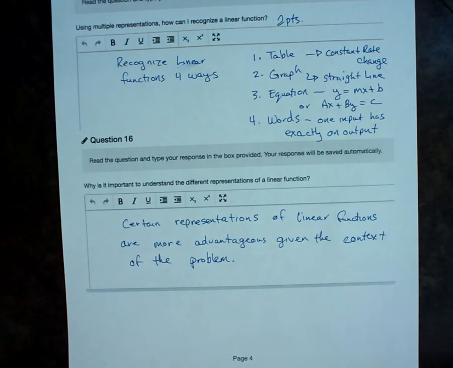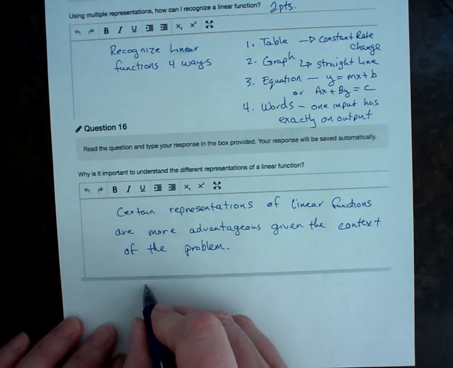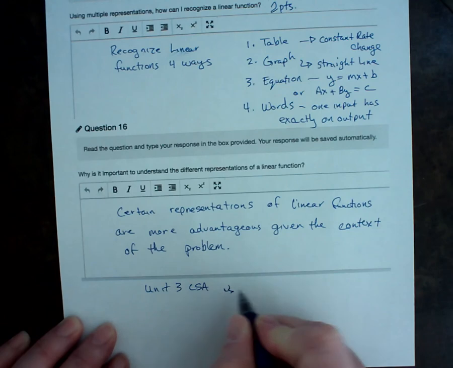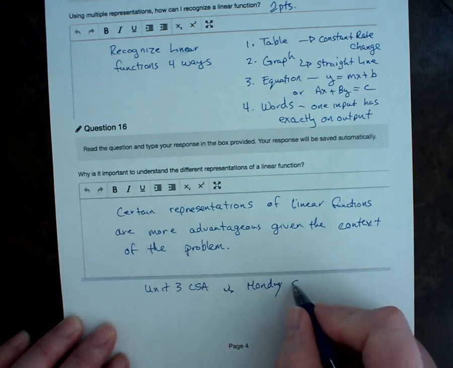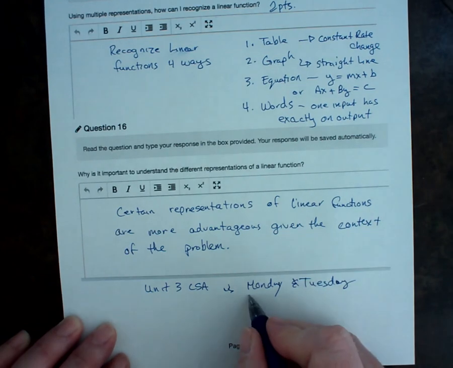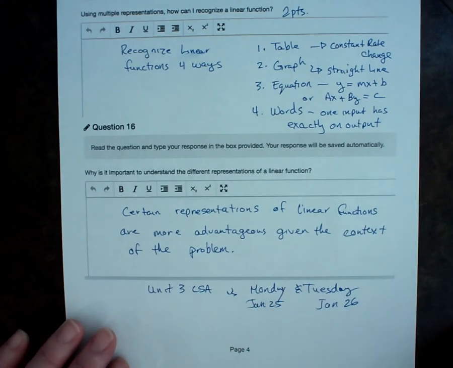Okay, so please study again. The test is Monday and Tuesday, January 25, January 26. So good luck. Study hard.